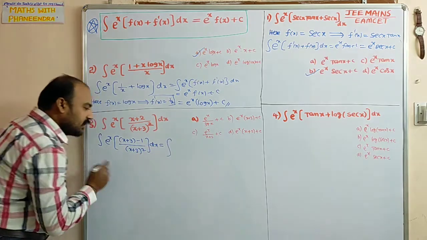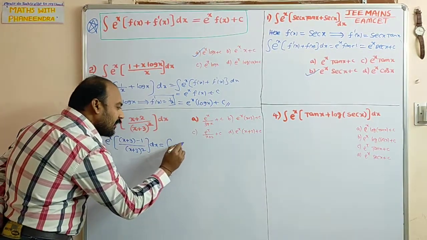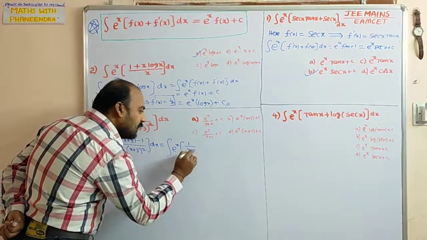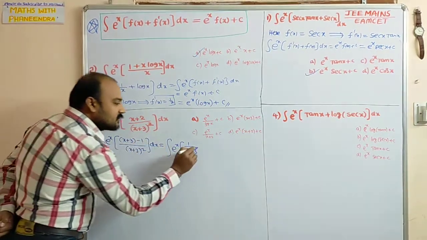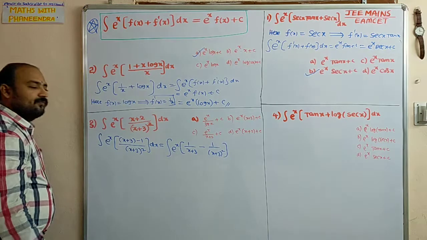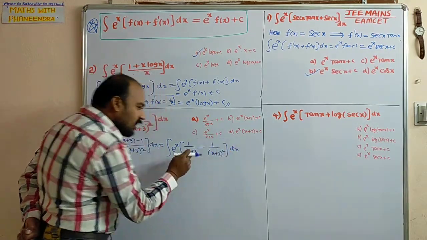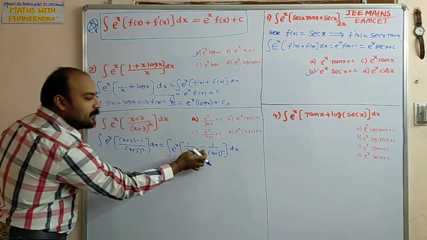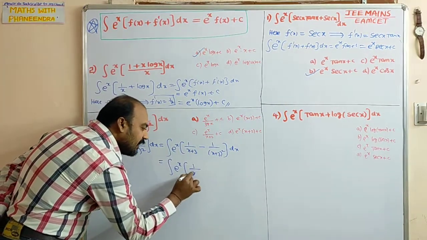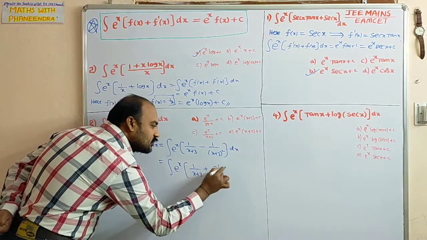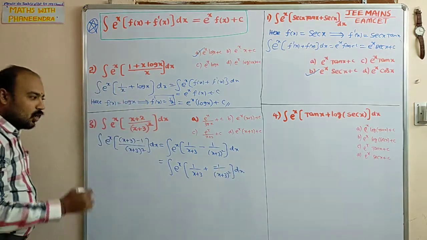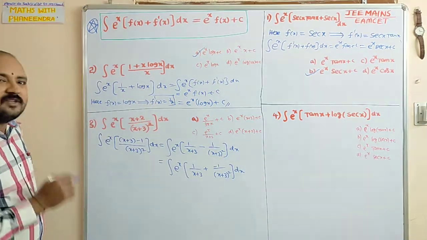Now split into two integrals here. Integral e power x into x plus 3 by x plus 3 whole square, therefore 1 by x plus 3, minus 1 by x plus 3 whole square, into dx. But still it is not in the form. Why? Because in the formula form plus is there but here minus is there. What I am doing is integral e power x into 1 by x plus 3 plus minus 1 by x plus 3 whole square into dx. Now you decide what is f of x, what is f dash of x.